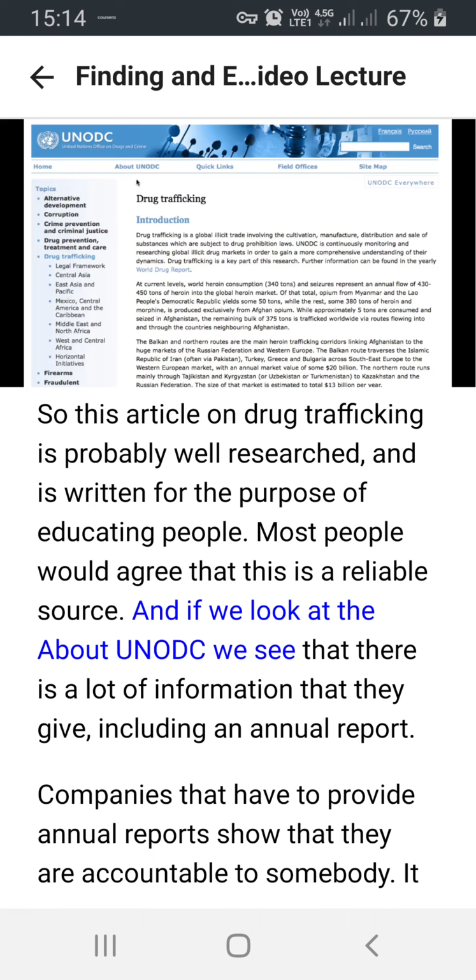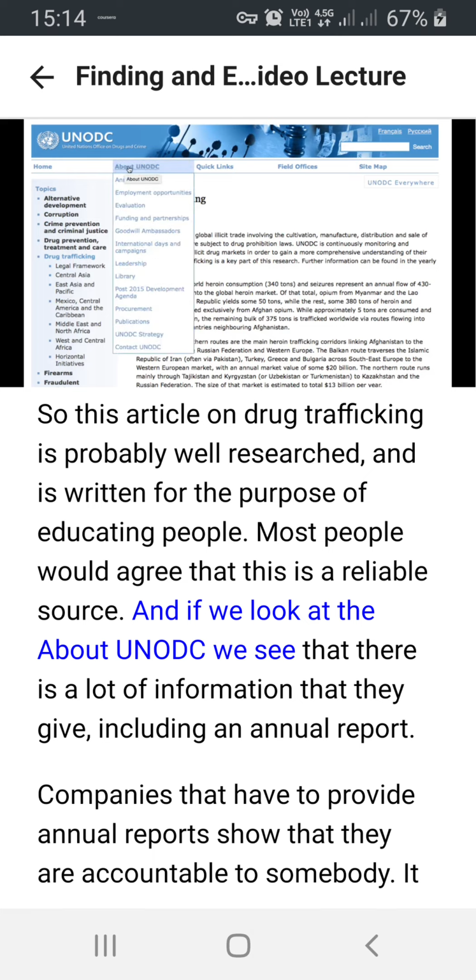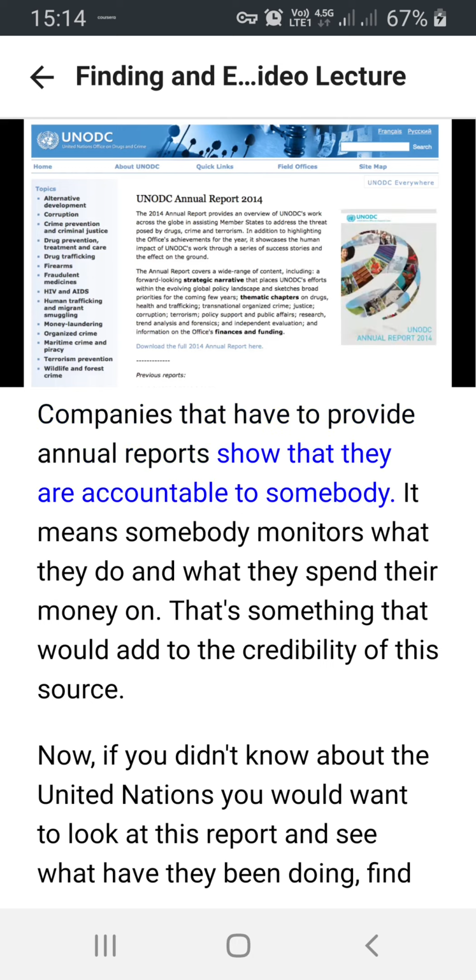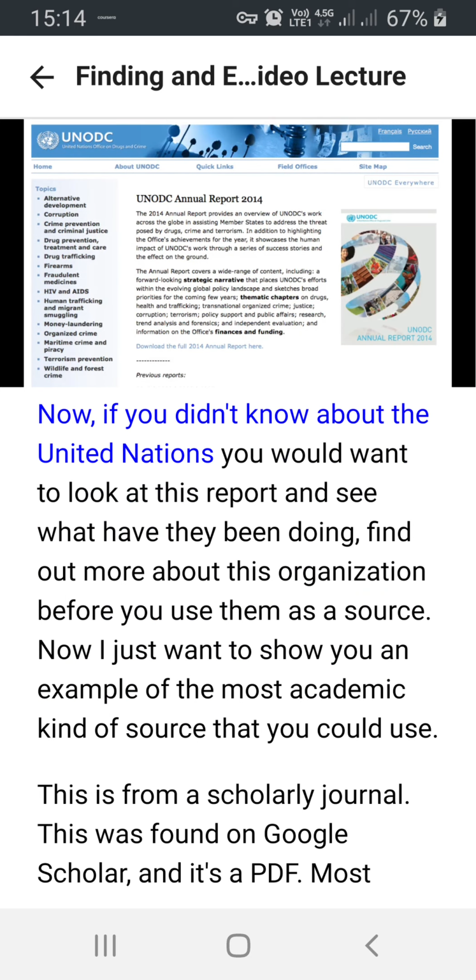And if we look at the About UNODC, we see that there's a lot of information that they give, including an annual report. Companies that have to provide annual reports show that they are accountable to somebody. That means somebody monitors what they do and what they spend their money on. That's something that would add to the credibility of this source. Now, if you didn't know about the United Nations, you would want to look at this report and see what they have been doing. Find out more about this organization before you use them as a source.